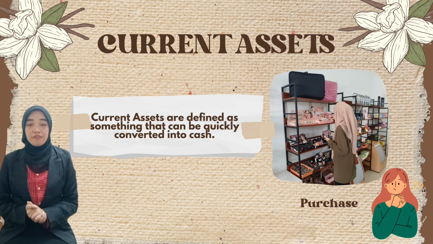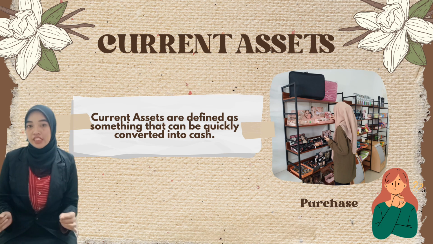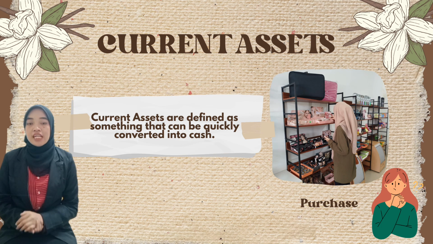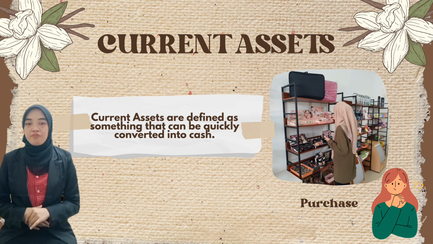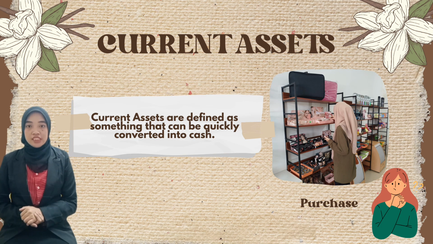What is current asset? Current asset is something that can be quickly converted into cash. In Ediza Cosmetic, we have goods for purchase as a current asset, for example, like makeup, foundations, and many more.